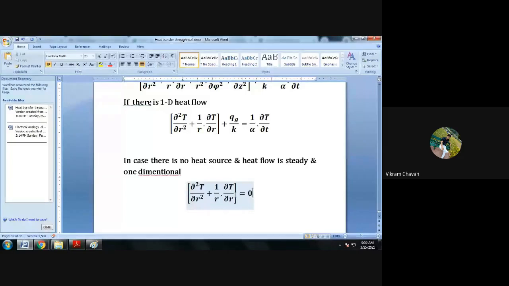In the next lecture, we will discuss heat conduction through hollow and composite cylinders.